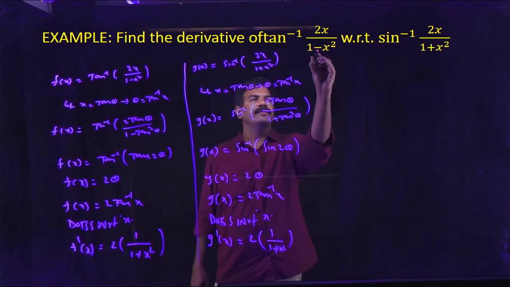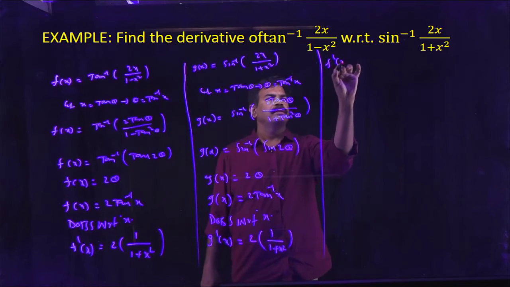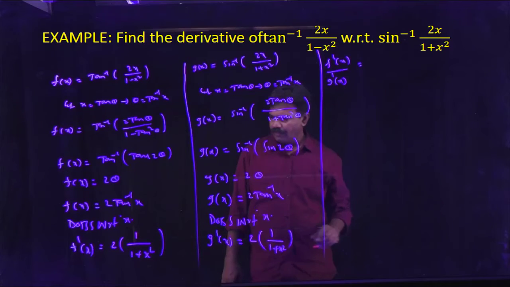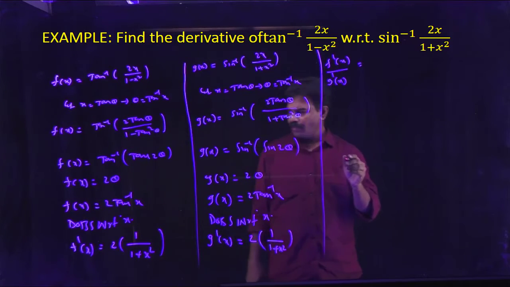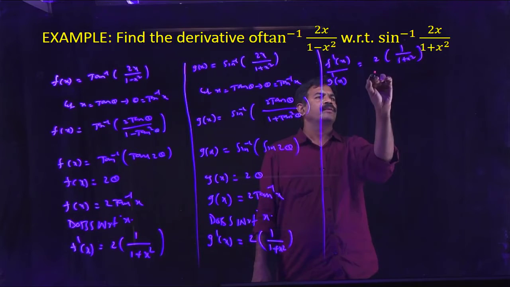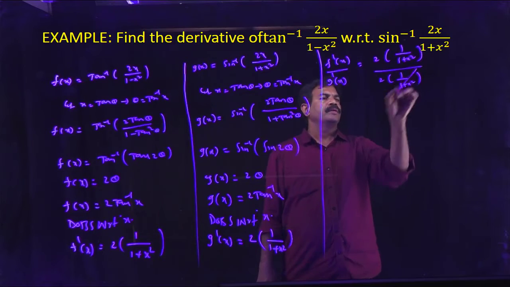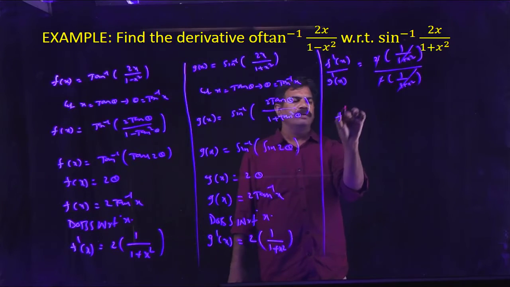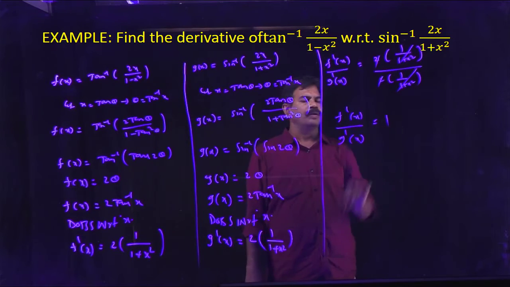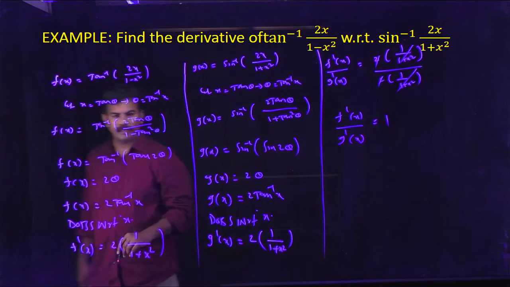Now we find f dash x by g dash x. F dash x by g dash x is equal to, f dash x means 2 into 1 by 1 plus x square, by 2 into 1 by 1 plus x square. F dash x by g dash x is equal to 1. This problem was already given in the public examination in a previous year.